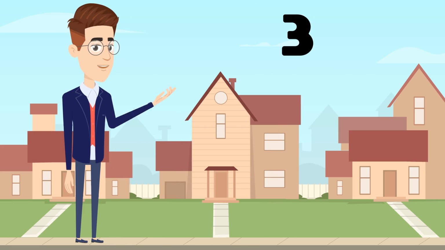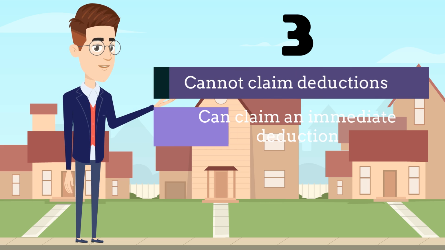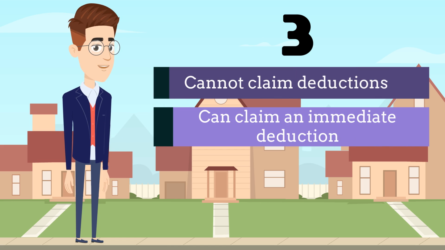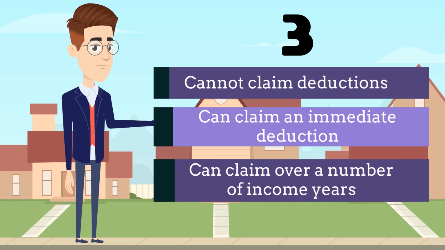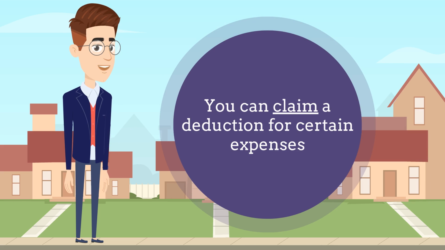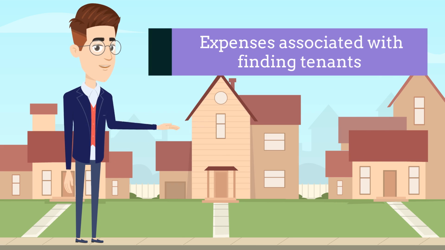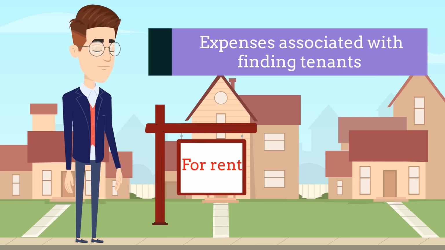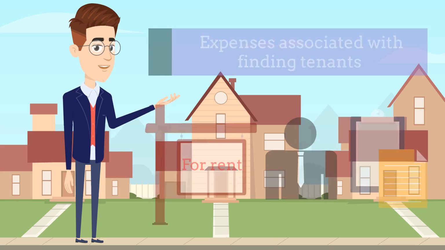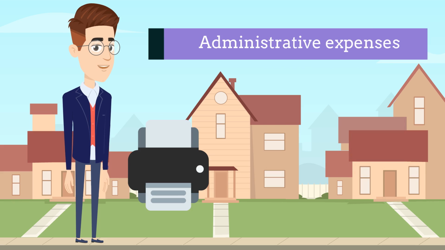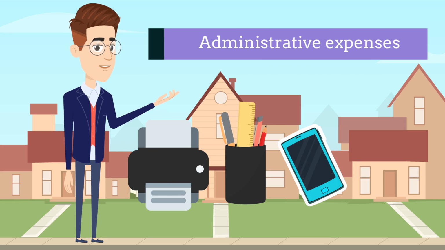There are three categories of rental expenses: those for which you cannot claim deductions, can claim an immediate deduction in the income year you incur the expense, or can claim deductions over a number of income years. You can claim a deduction for certain expenses that you, rather than the tenant, incurred and paid, such as expenses associated with finding tenants including advertising, property agent fees or commissions and lease document expenses. Administrative expenses including printing, stationery, telephone calls and postage.